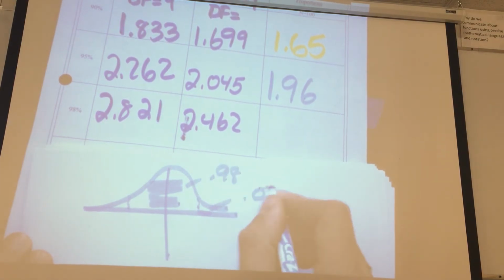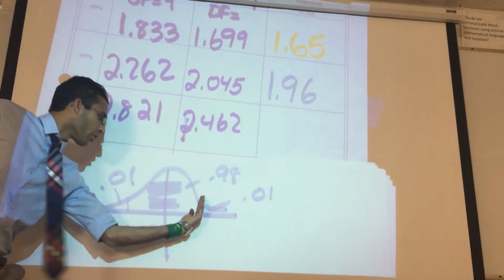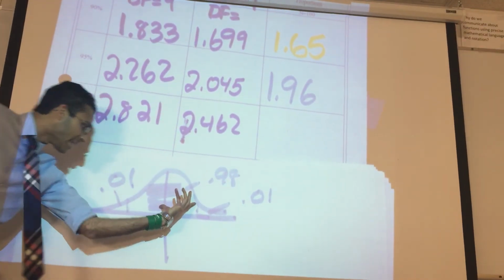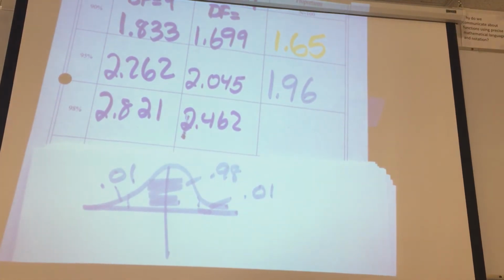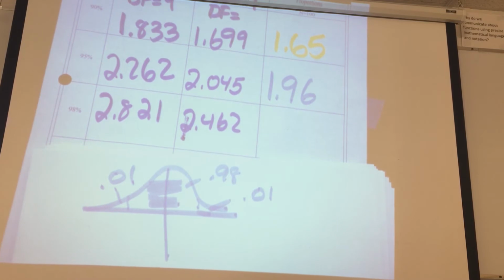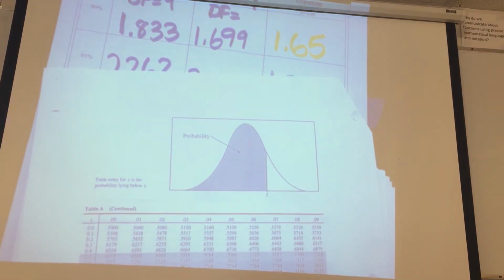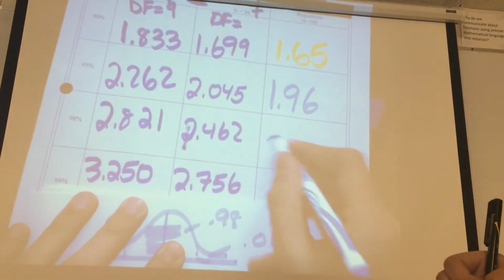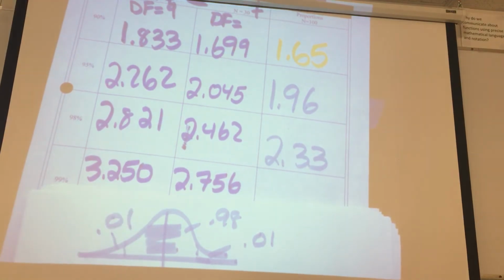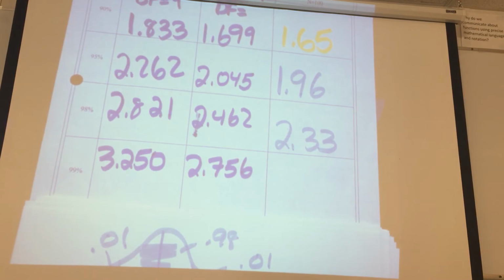0.98, 0.01, 0.01. So we want to look for the number that is over here. So how much is it? 0.98 plus 0.01 is 0.99. 0.99 is right here, 2.33. And finally, 99%.